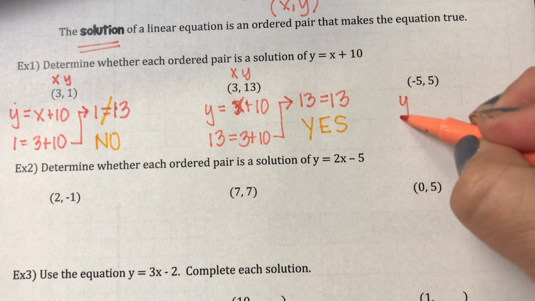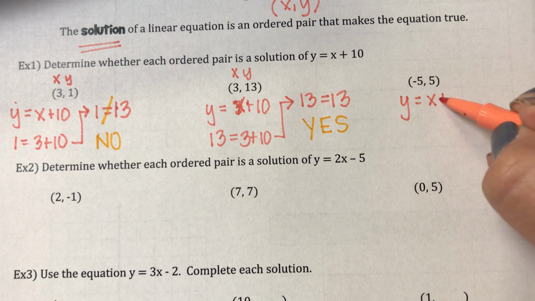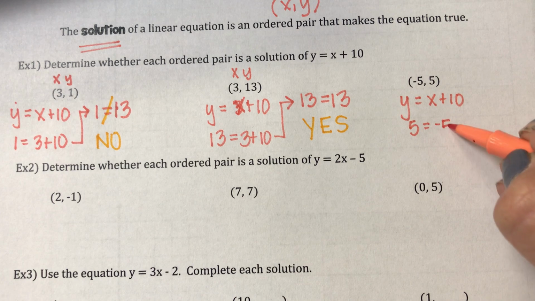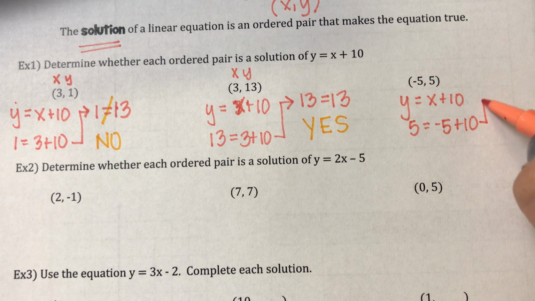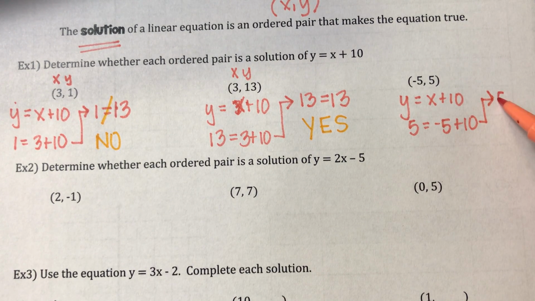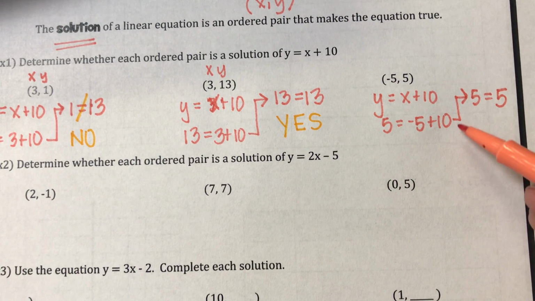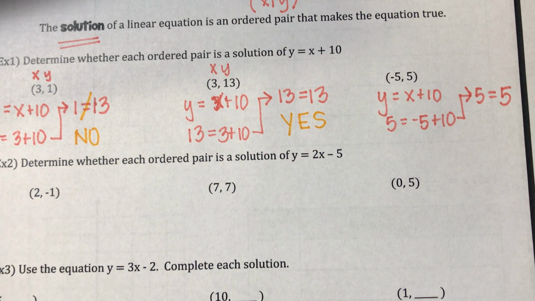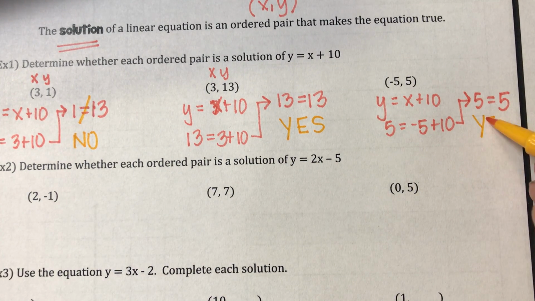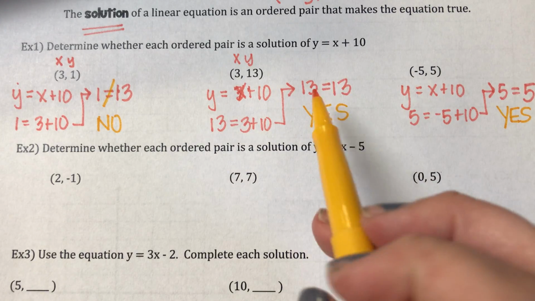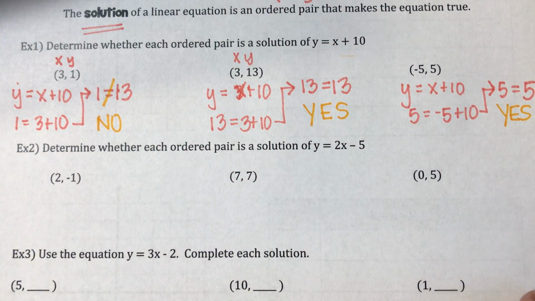Okay, and then we're going to check this last one, y equals x plus 10. So the y is 5, the x is negative 5, plus 10. So does 5 equal, these are different signs, subtract. So 10 minus 5 is 5. Keep the sign of the bigger number, it's positive. So does 5 equal 5? Yes. So the point negative 5, 5 is a solution of this equation.